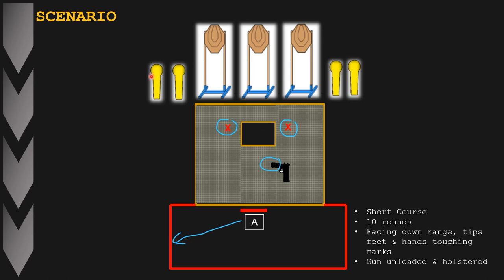And as soon as we see this popper, we will actually engage it, and as soon as we called our shot, we will transition to the second popper, and as soon as we called that shot, we will push out and start transitioning to the other side of the shooting area.